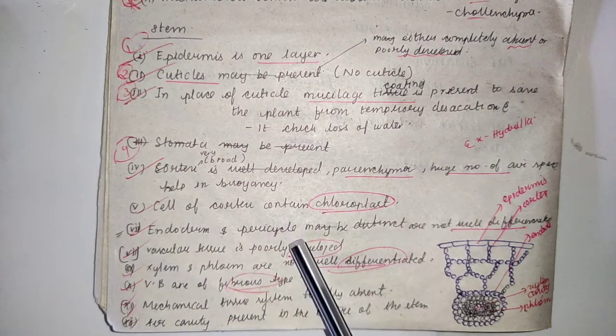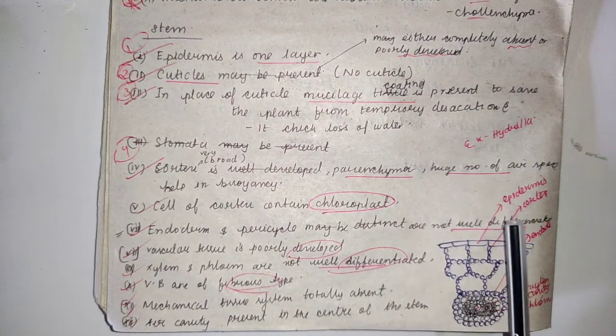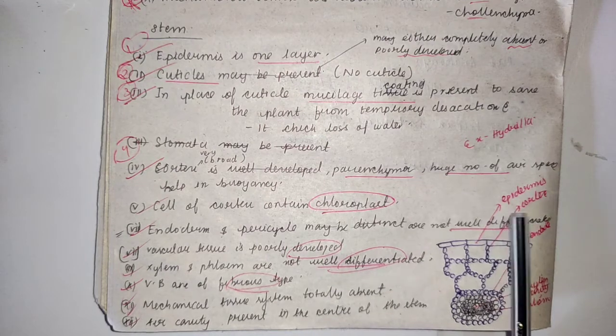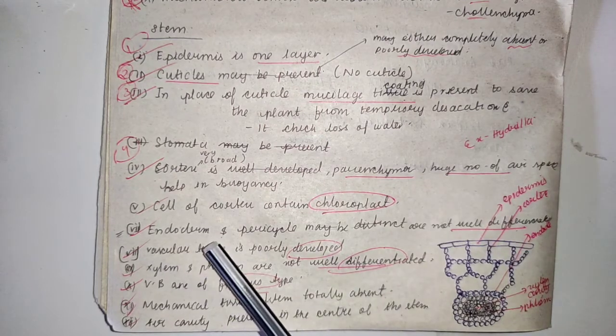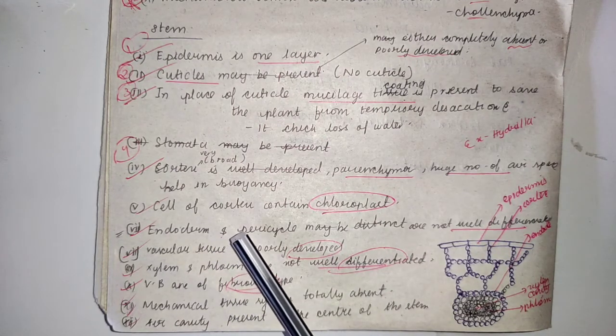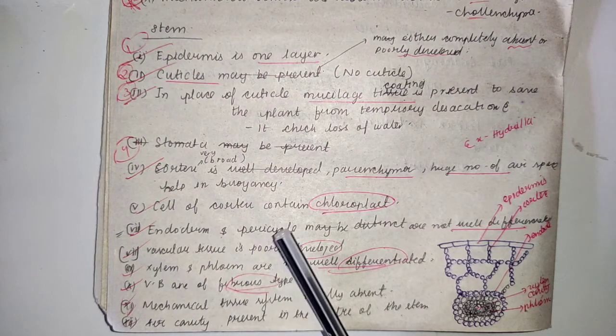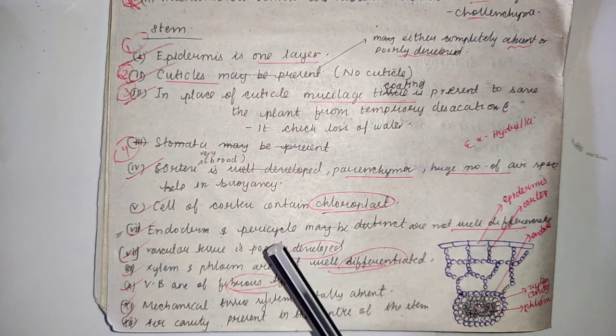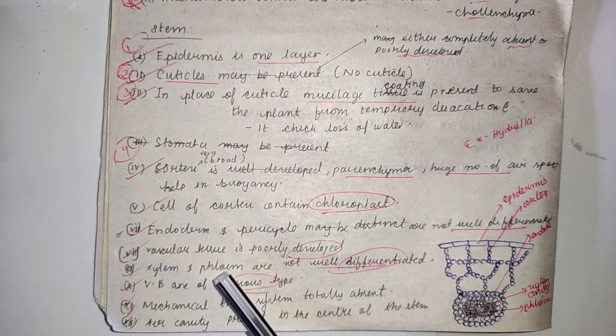The endodermis and pericycle are not well differentiated. It is the same in the root also, where the endodermis and pericycle were not well distinguished. So here also the endodermis and pericycle are not well differentiated.